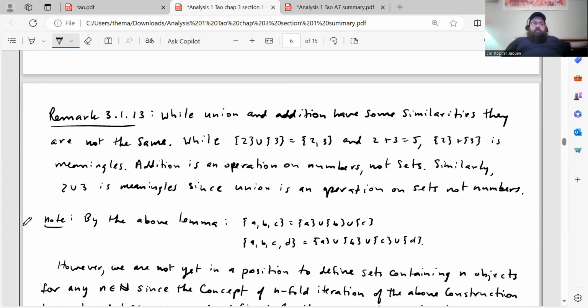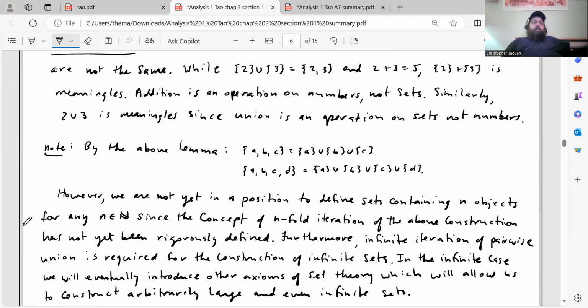Okay, remark 3.1.13. While union and addition have some similarities, they're not the same. In a lot of these remarks, what Tao does is show you common pitfalls. While the union of the singleton sets containing 2 and 3 equals the pair set containing 2 and 3, and 2 plus 3 equals 5, the sum of the singleton sets containing 2 and 3 is meaningless. Addition is an operation that we define on numbers, not on sets. Similarly, 2 union 3 is meaningless since union is an operation that we perform on sets, not numbers. And remember, we said that we're going to assume that numbers are not sets. We're not working in pure set theory.